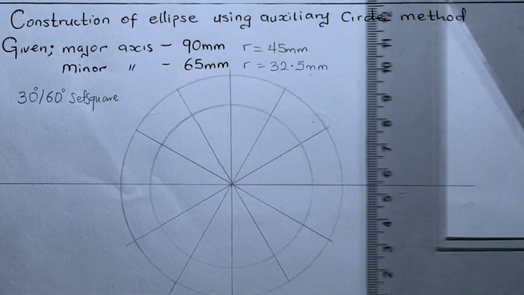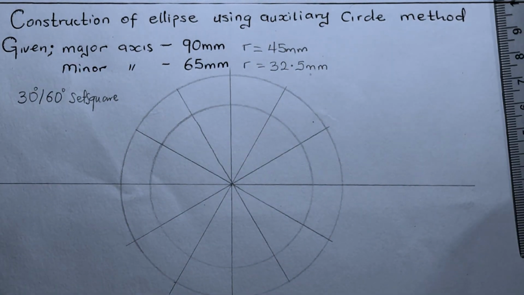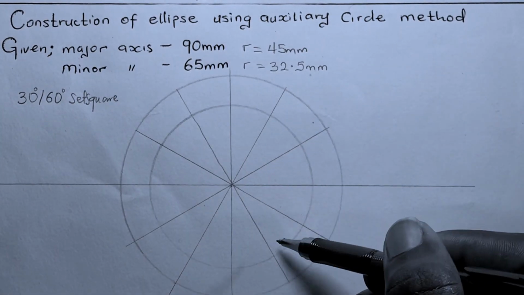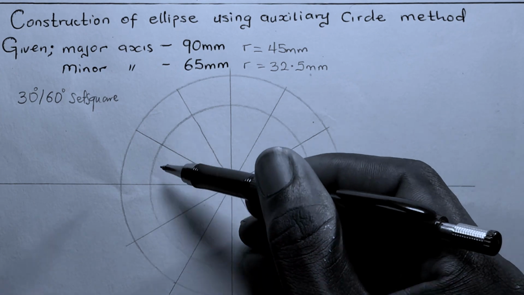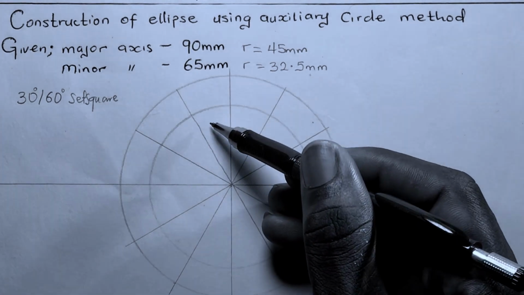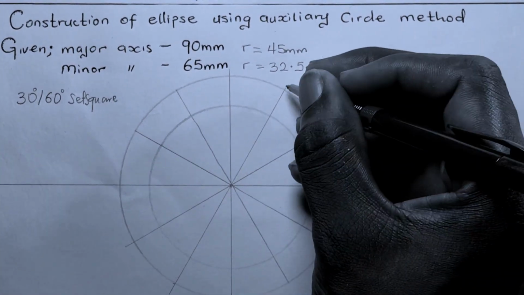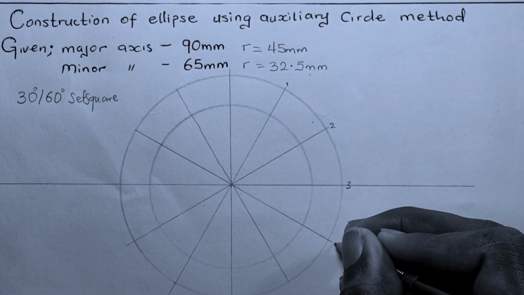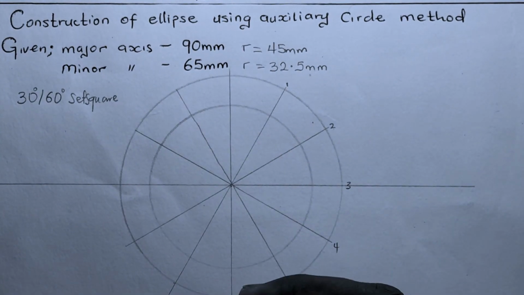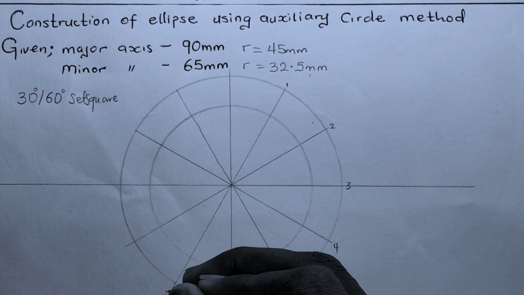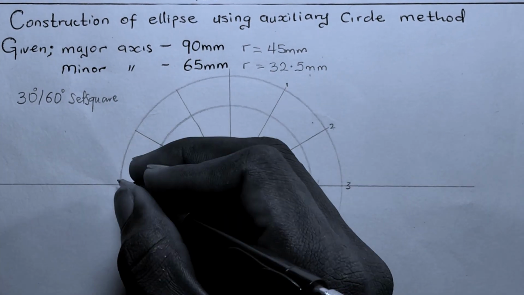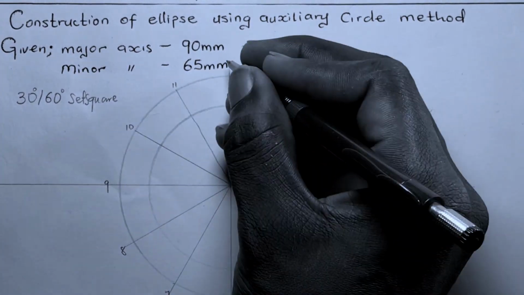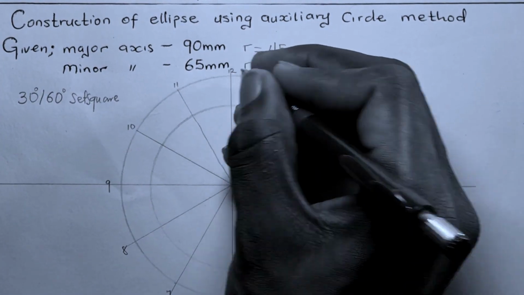With this, we have successfully divided the circle into 12 equal parts. We have 1, 2, 3, 4, 5, 6, 7, 8, 9, 10, 11, 12. So we have it divided into 12 parts already.